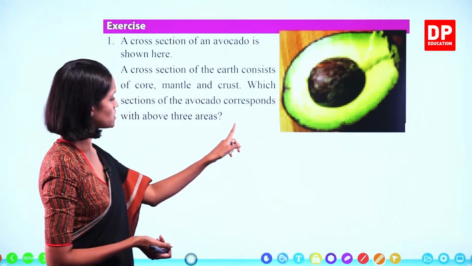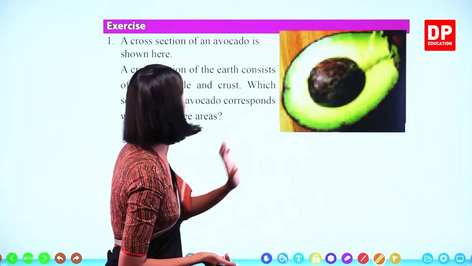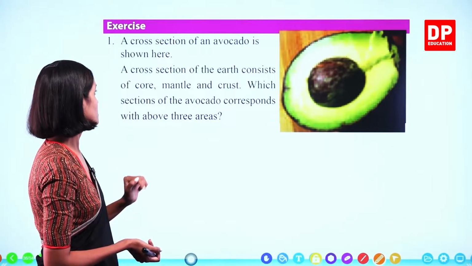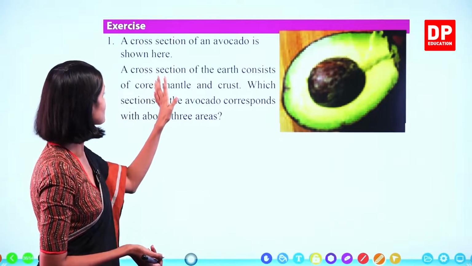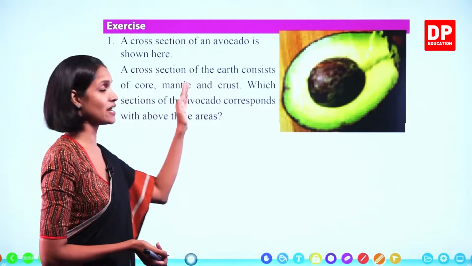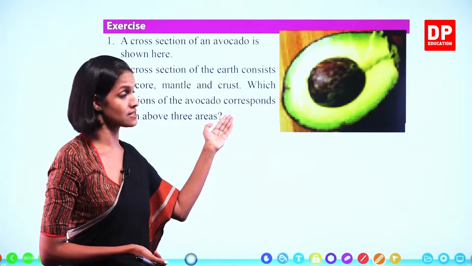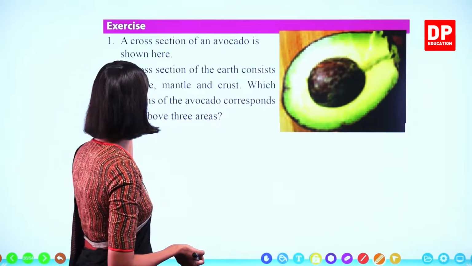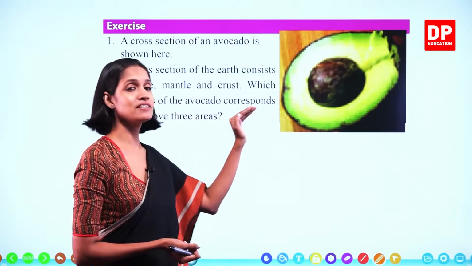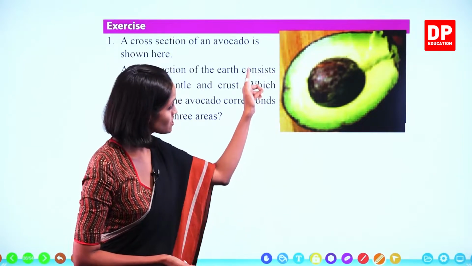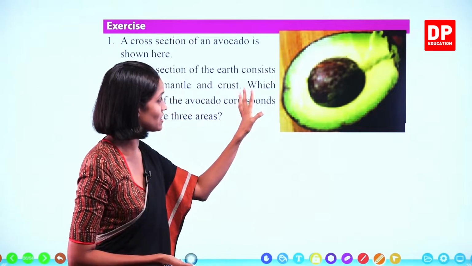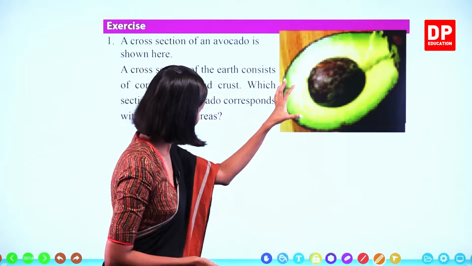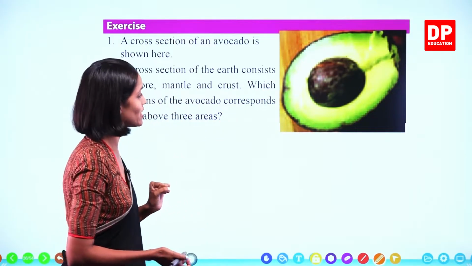Look at this picture. What is this? It's an avocado. A cross-section of an avocado is shown here. A cross-section of the earth consists of core, mantle and crust. We learn it in the lesson, right? Which sections of the avocado correspond with the above three areas? Now this is very easy. Just by looking at this picture, we can understand which area corresponds with which part of the avocado, right?